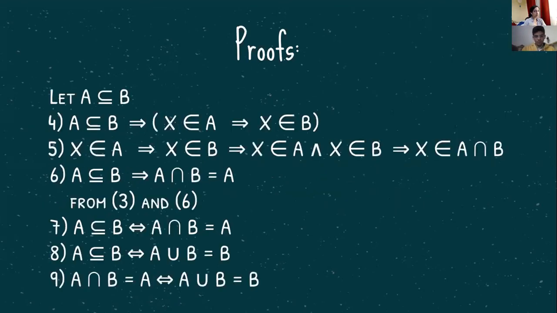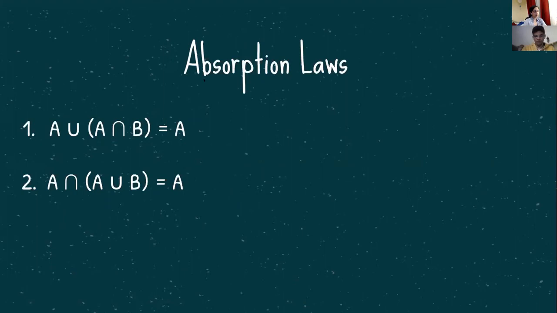So we'll jump to a new concept, the absorption laws. The absorption laws are pretty straightforward. They say that A union (A intersection B) equals A, and that A intersection (A union B) equals A. So proving these will be easy.